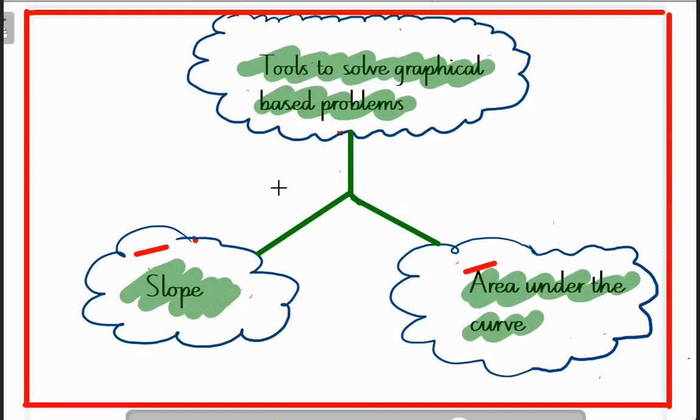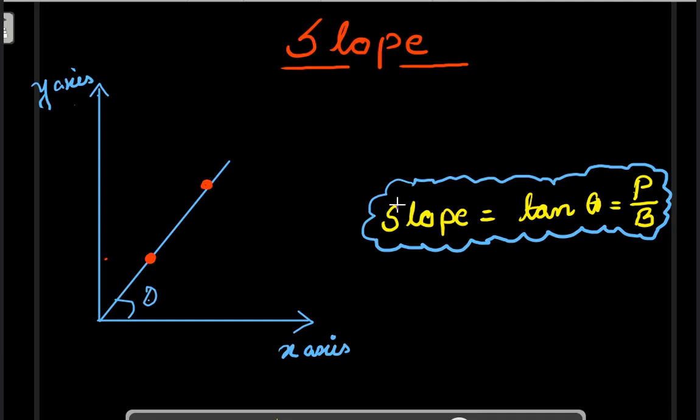We know that every problem has a solution, and to find a solution we need to use the right method. So here we are going to first learn the two tools which we will use to solve graphical based problems. The first is slope and the second is area under the curve. So let us understand first what is slope and how to find it. Slope of any graph tells us the steepness.